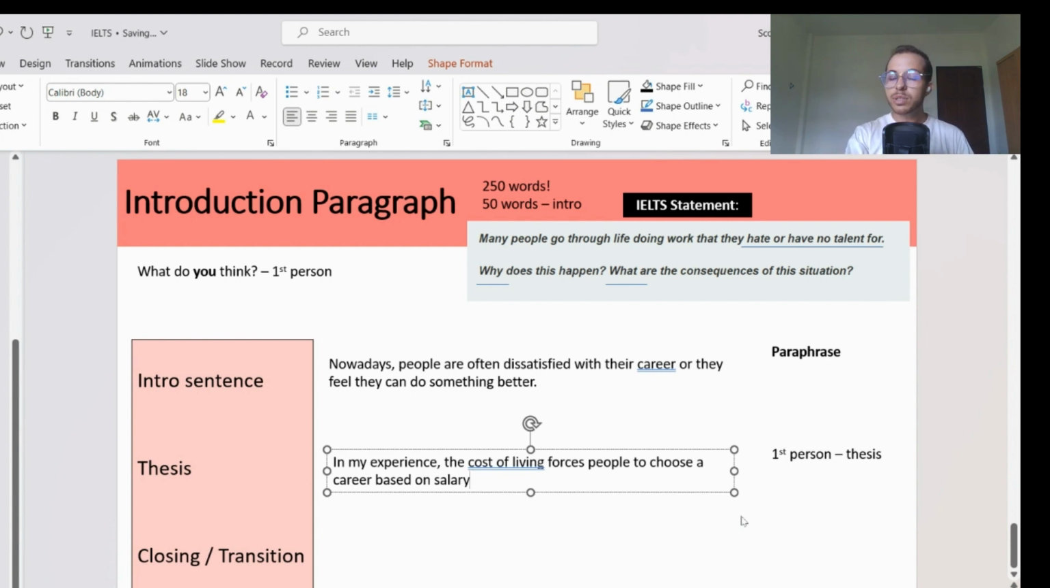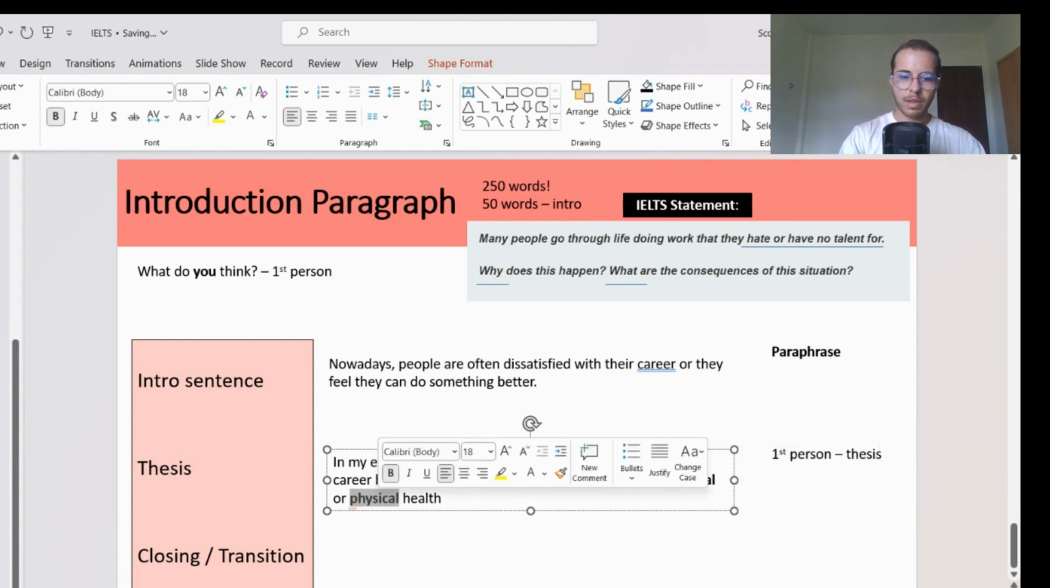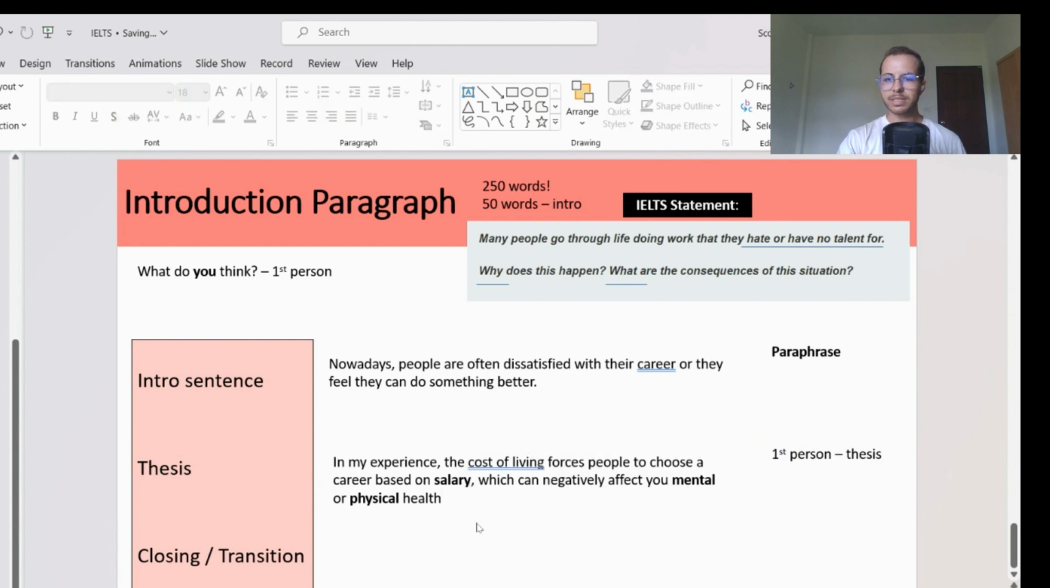Now I need to have my two supporting clauses, the why and the what. I already addressed the why. It says, based on salary. That's the why, which can negatively affect your mental or physical health. Okay, mental and physical health are now my two supporting clauses. So I have the why, salary, and the what, mental and physical health.